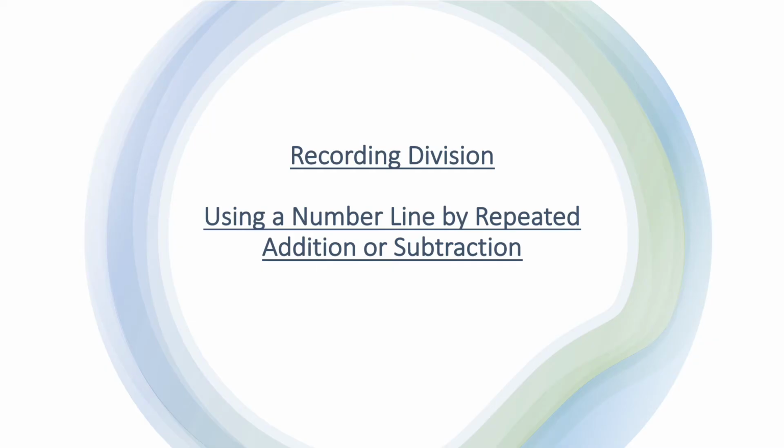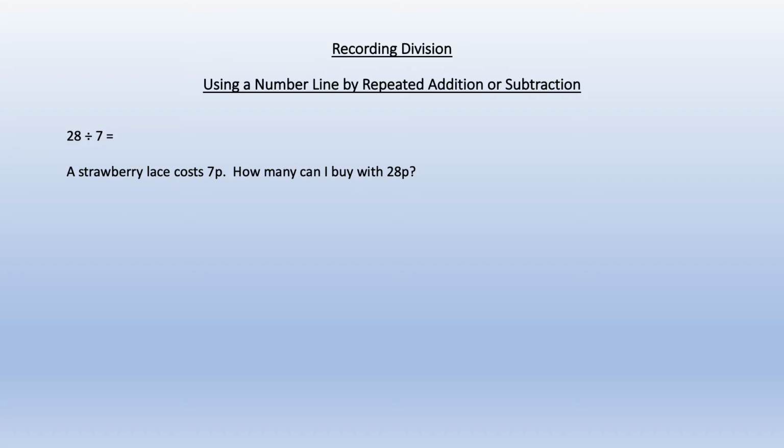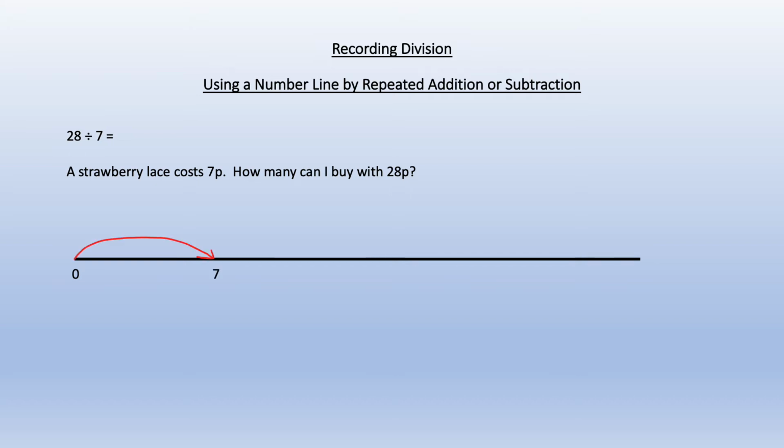So the next progressive stage is using a number line to record either repeated addition or subtraction. And our example here is 28 divided by 7, and put into context, strawberry lace costs 7p. How many can I buy with 28p? First, we draw an empty number line with 0 at the start on the left-hand side. We jump in 7s because that's what we are dividing by.